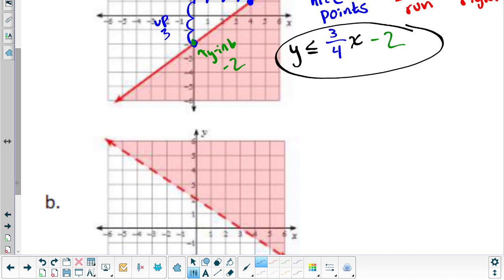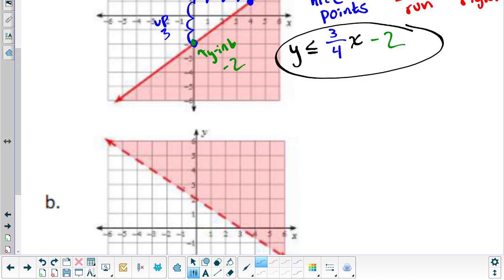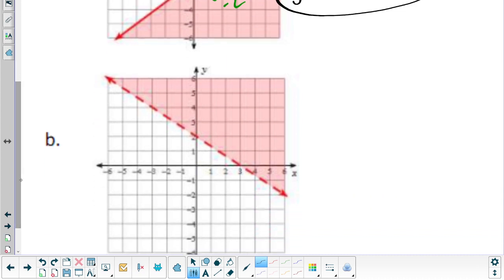Okay, next one. This time we're shading above, it looks like, and our line is dashed rather than solid. But first, let's just find the slope anyway.